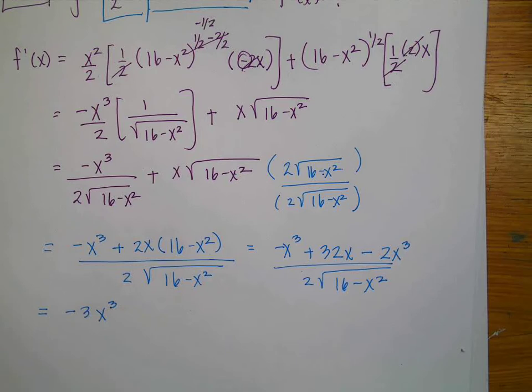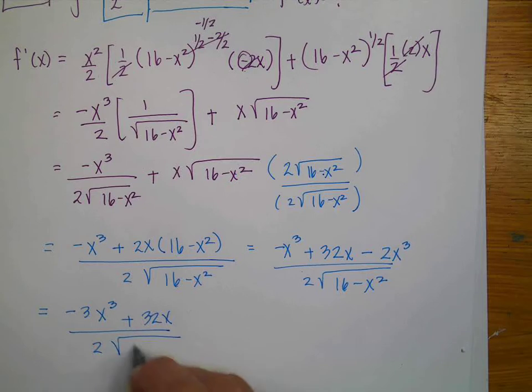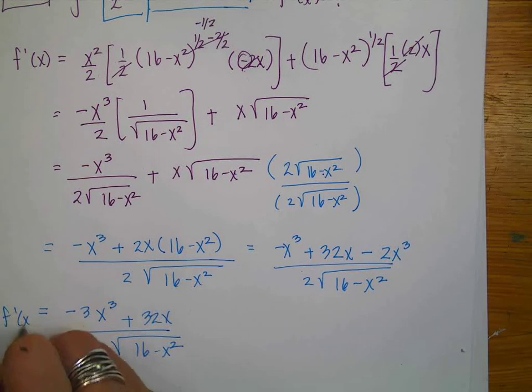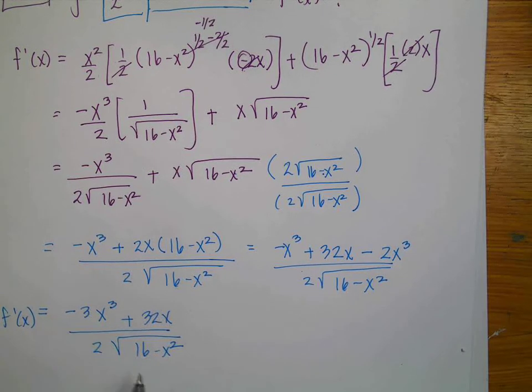So this is a negative 3x cubed plus 32x over 2 times the square root of 16 minus x squared. You never have to manage having radicals in the denominator, which is why we quit doing that in pre-calc, because you don't need to do that in calculus. So that was entertaining as far as the algebra goes.